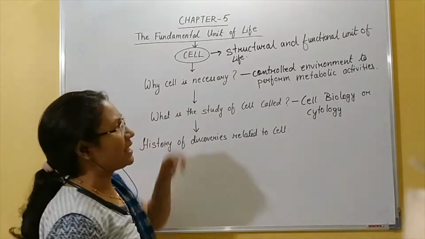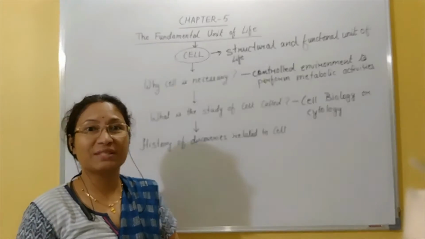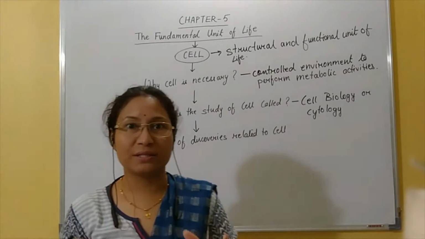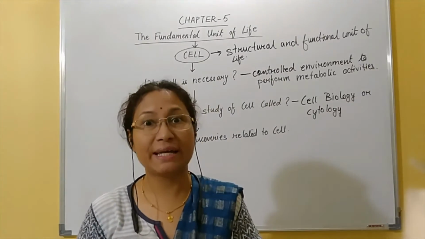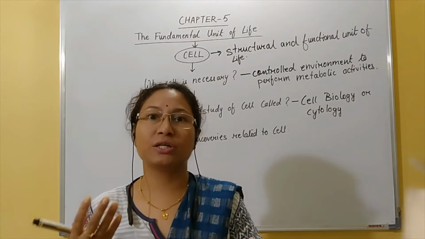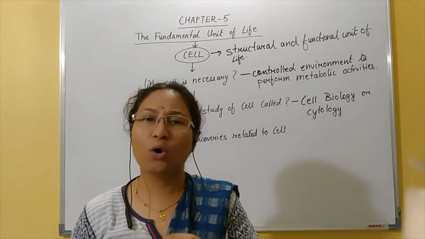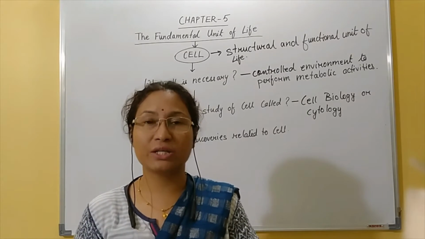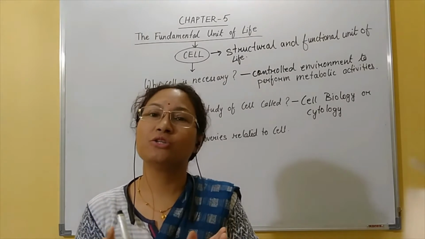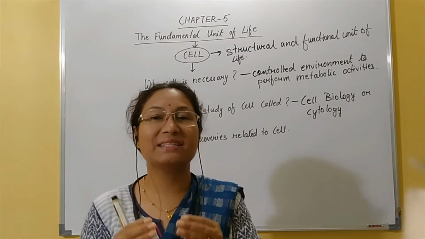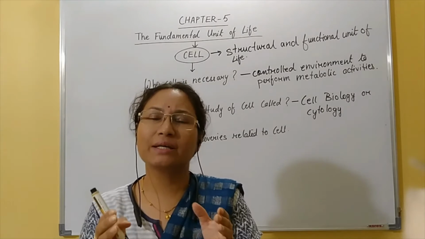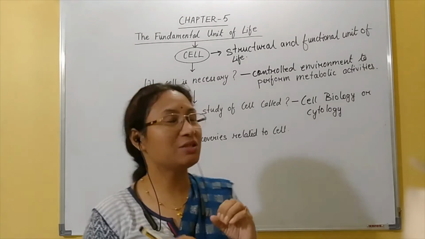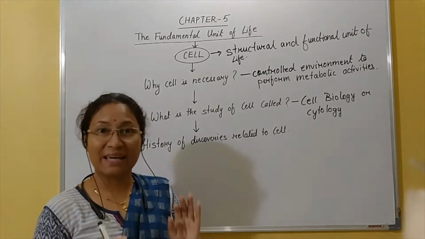Now, why is cell necessary? What is the importance of cell? Why is it so necessary? Because for all these reactions, that means respiration, digestion, then reproduction, repairing of its cell, all of these are different chemical reactions. So these chemical reactions to take place, it requires a controlled environment, and cell is the best place which will provide a controlled environment for all these activities to take place. That's why the necessity of cell arises.